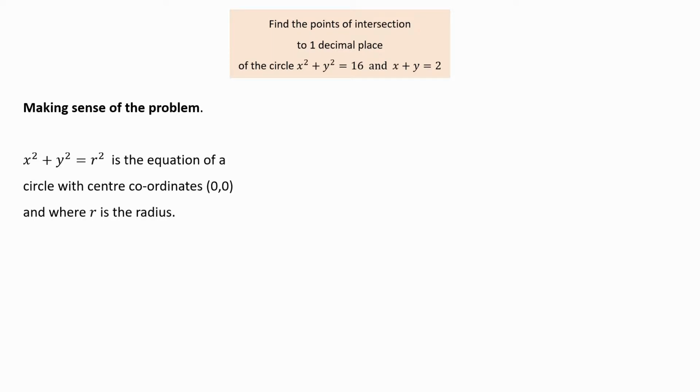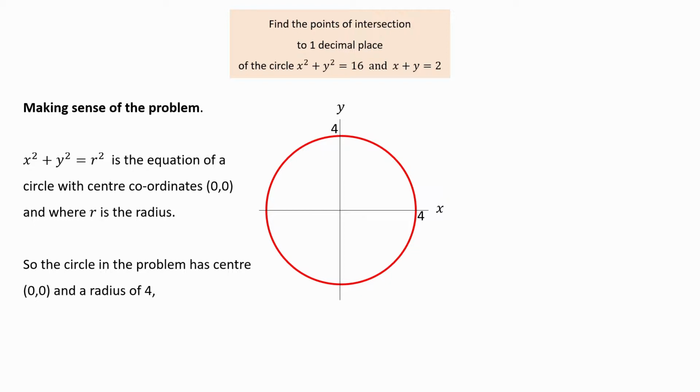X squared plus y squared equals r squared is the general equation of a circle. It has a centre 0, 0 and a radius of length r. So the circle in the problem has a centre 0, 0 and a radius of 4.